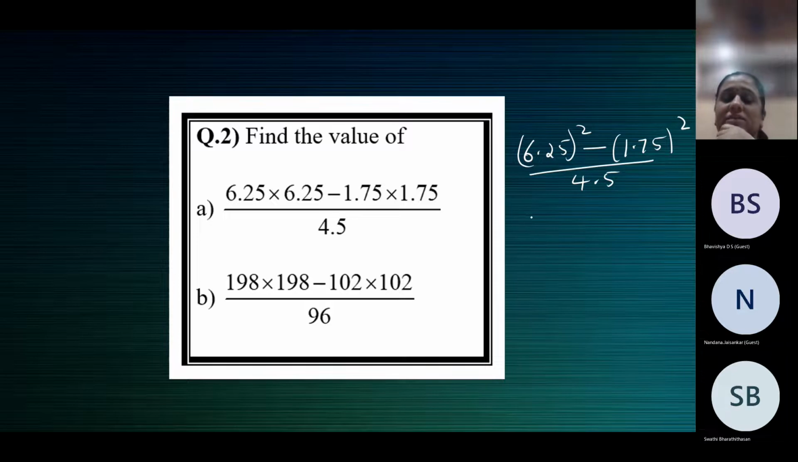Yes, class. Swati, Nandana, Bhavishya. Bhavishya is always active. Swati and Nandana.